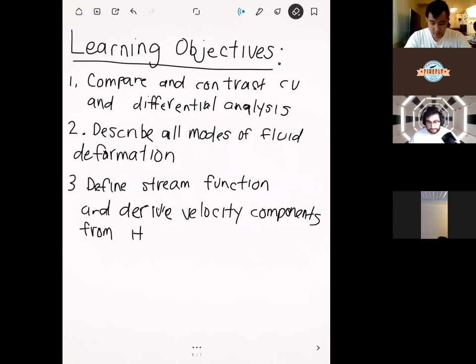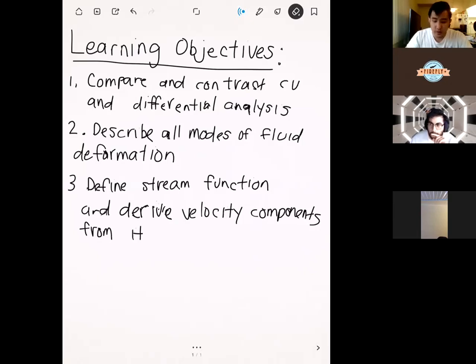Okay, so the plan for today: we have a little bit of the last example to finish up from last time, and then we're starting a whole new unit. So we're going to say goodbye to control volume analysis for now, at least until the midterm, and then we're going to move on to the next big part.